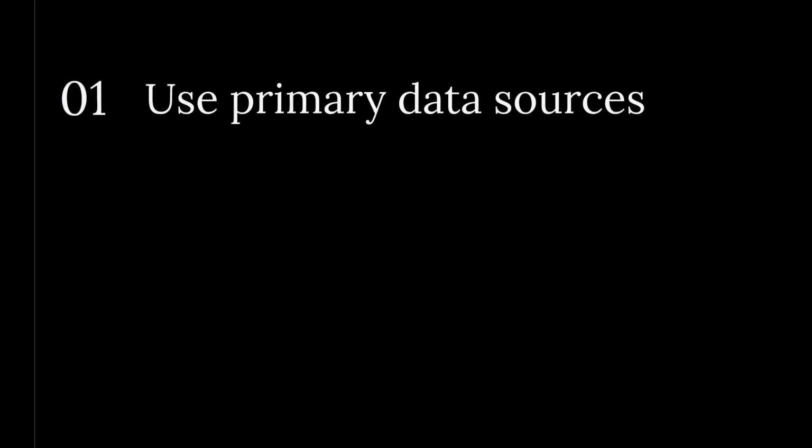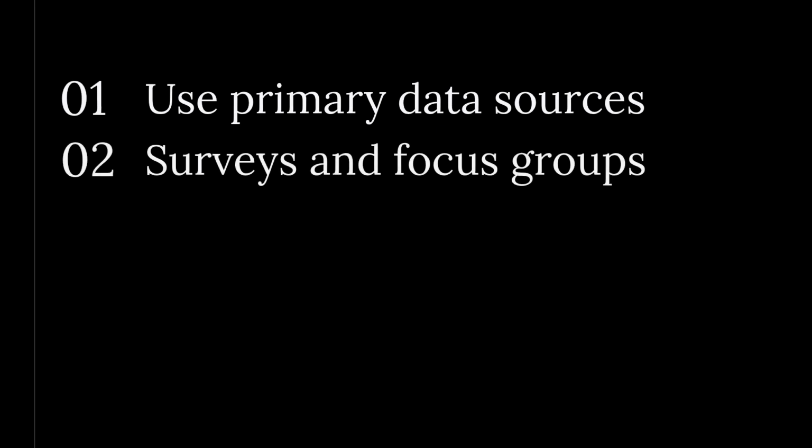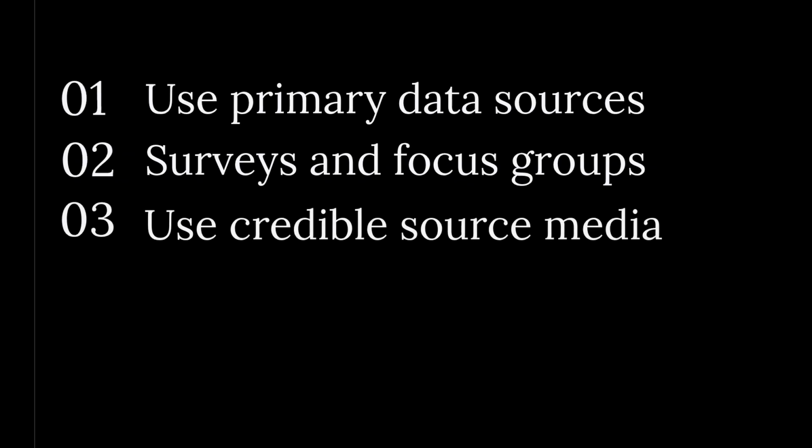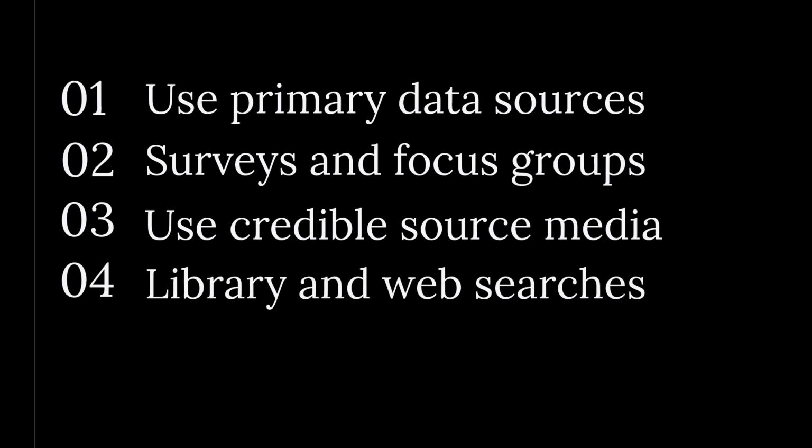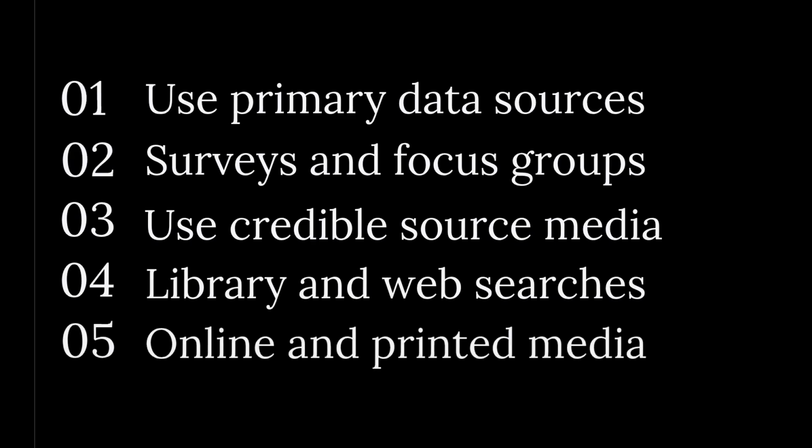Data collection can use primary or secondary sources. Primary data comes directly from participants through surveys, interviews, and focus groups. Secondary data uses existing credible sources such as industry reports, academic journals, and government publications. The source also points to library searches, internet searches, and both online and offline publication media for literature.